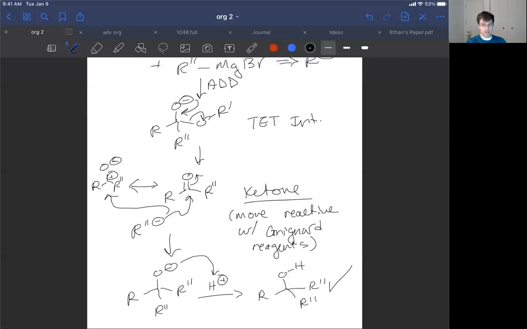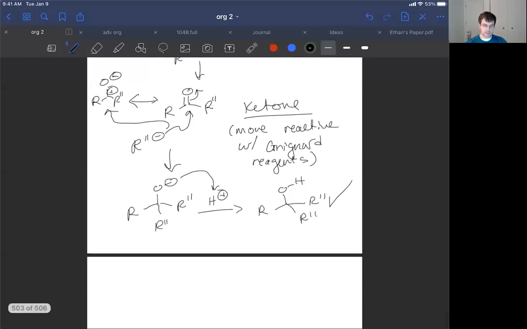Is there a way to make a ketone from a carboxylic acid derivative? Let's just do a quick aside to wrap up the lecture today. Is there a way to make a ketone from a carboxylic acid derivative? Indeed, yes. Making ketones from acid chlorides.